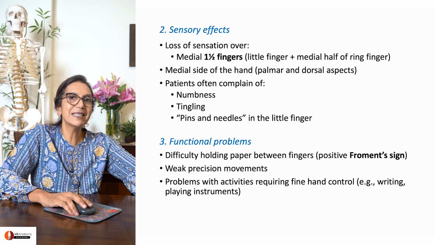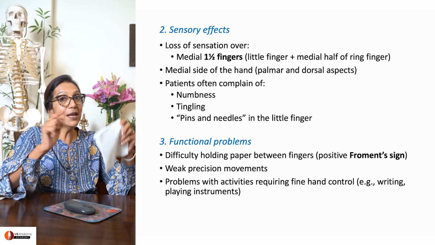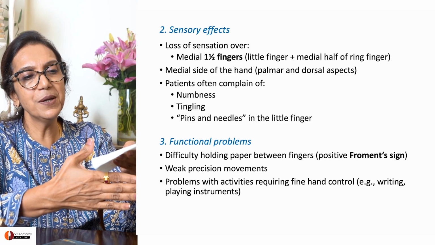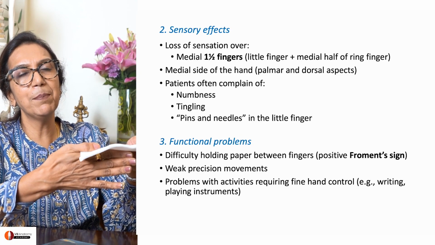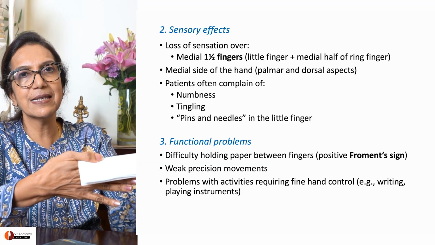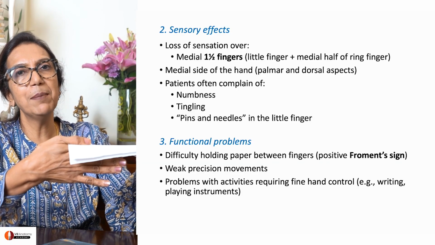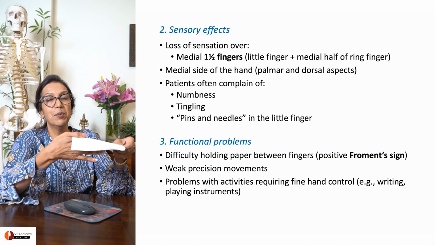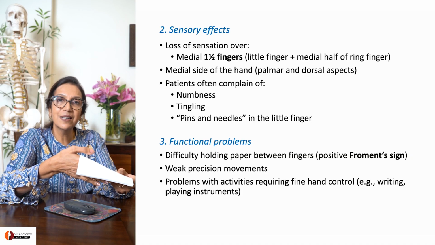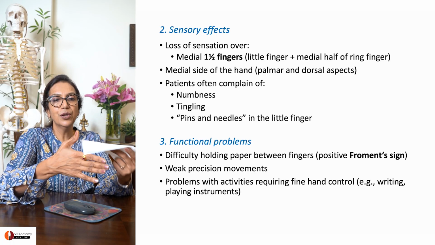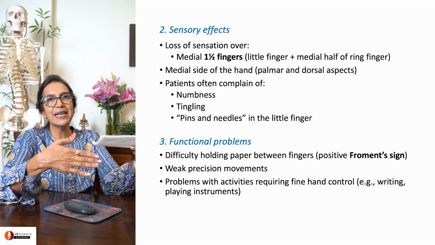What is Froment's sign? Again, we get the freshest paper in place. What you do is you ask your patient to grip a paper between his index finger and the thumb finger like this. Which muscle is going to help me here? The adductor pollicis. But my ulnar nerve is paralyzed. Adductor is not working, right? So what does the patient do? You do that and he finds that the paper is sliding, right?